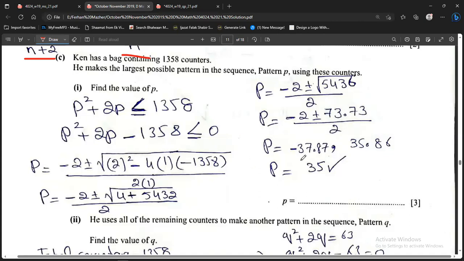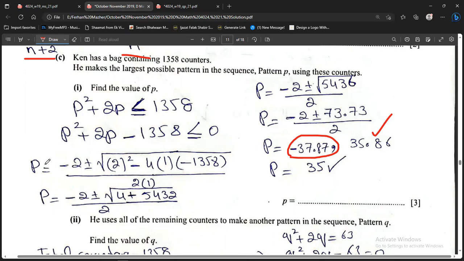So when you do this, you get a negative value, so neglect this value. Okay. So I am going to use this value. So the maximum pattern is pattern P, whose value will be 35. Okay. So the value will be 35.